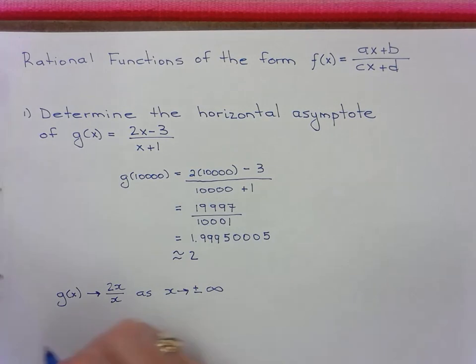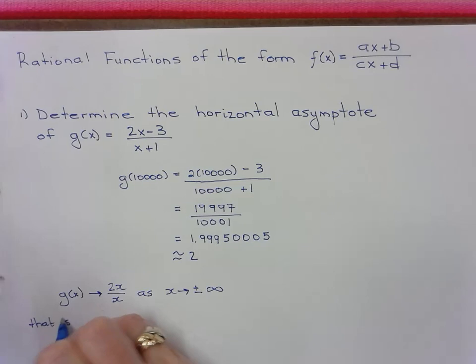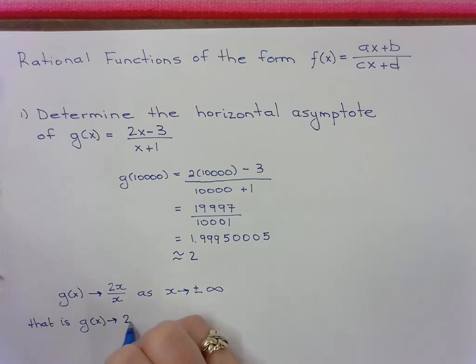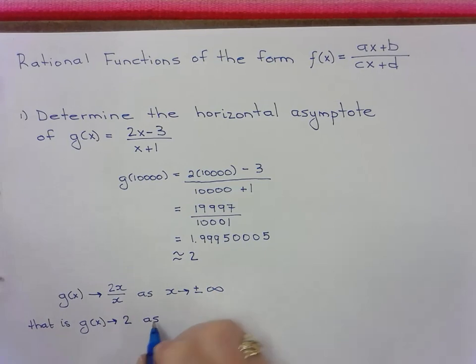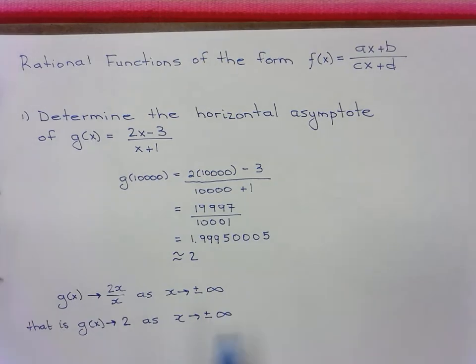And so g of x is then going to approach 2 as our x approaches positive and negative infinity. So if g of x is approaching 2 as x is approaching positive or negative infinity, then we know our horizontal asymptote has to be y equals 2.